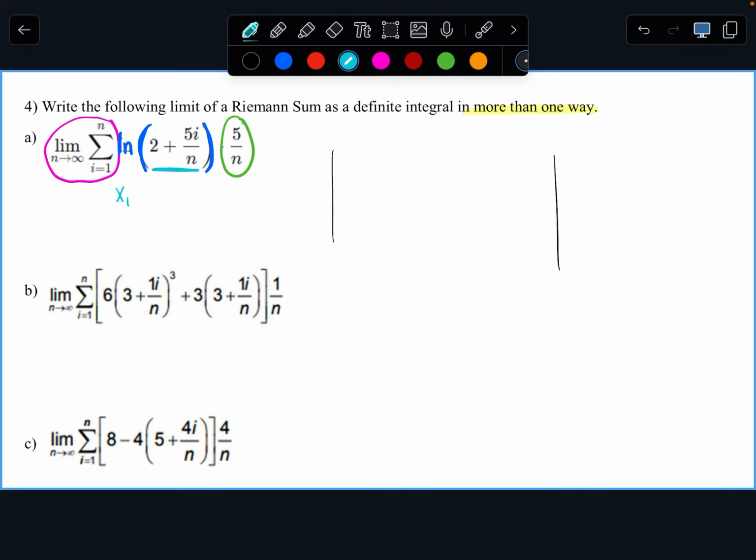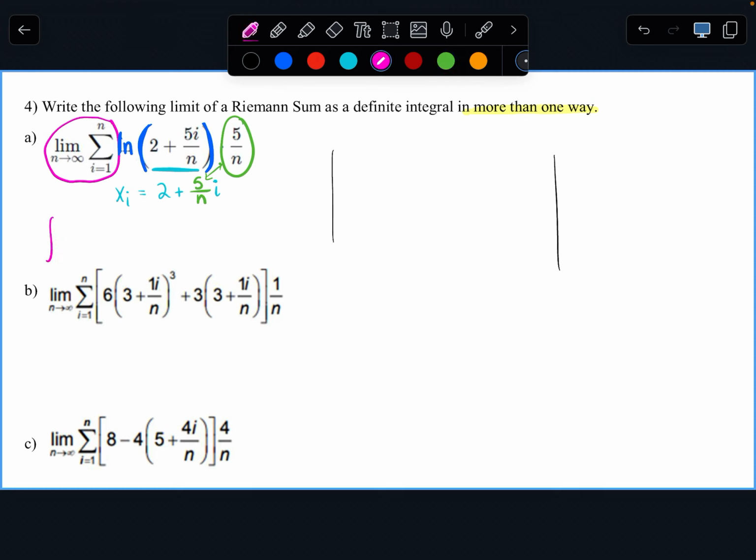Actually maybe I'll put this here. So here, my x sub i is 2 plus, now what I like to do is separate the width from the i on the numerator. I like to keep the width in its own little thing here to make sure that it matches what's over here. So that's what I'm going to let my x sub i be.